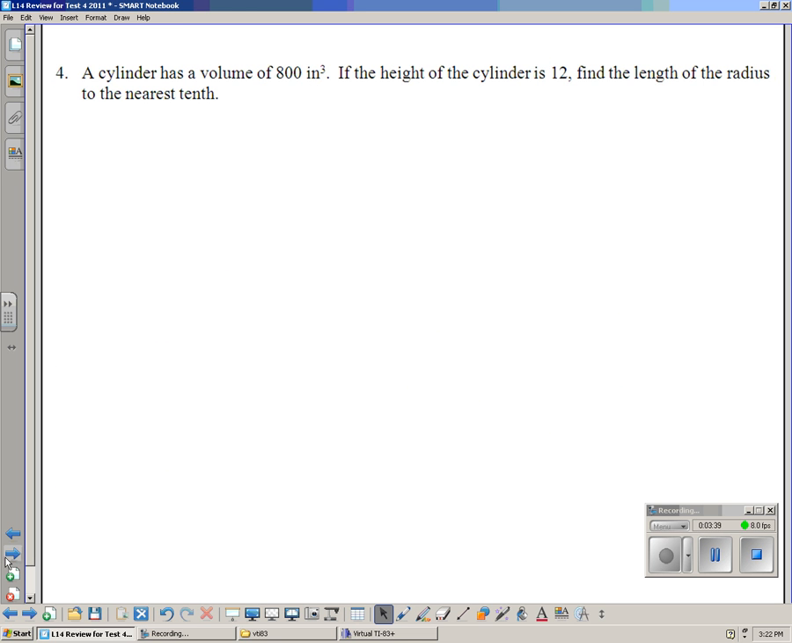Okay, number 4, a cylinder has a volume of 800 cubic inches. If the height of the cylinder is 12, find the length of the radius to the nearest tenth. Cylinder volume, we need the formula. Well, that would be big B times H. That's off the formula sheet.